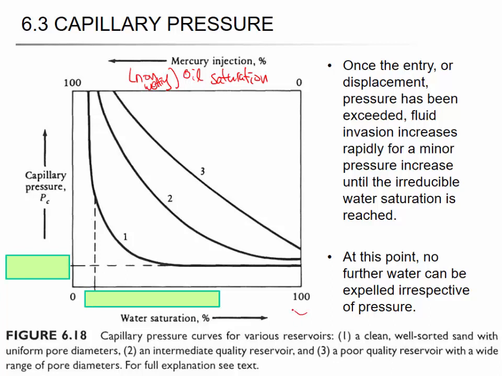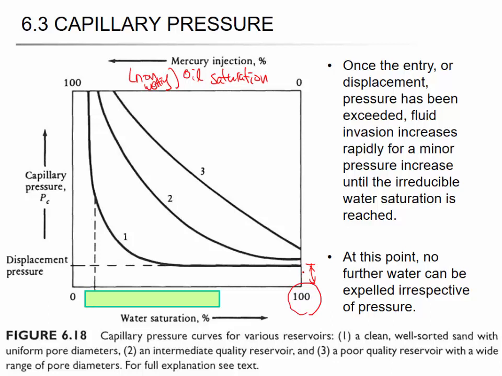So let's start from here. The rock core is fully saturated with water. When you inject the oil or the mercury into this rock core, it requires some amount of pressure to displace the water in the rock core. It's called the displacement pressure. And as you inject the oil with some displacement pressure, then water will be displaced, and the oil will get into the rock.